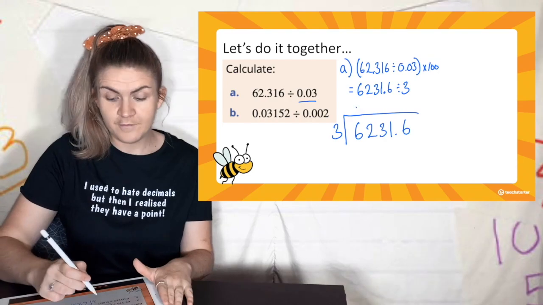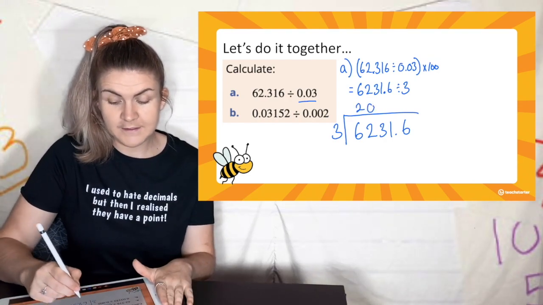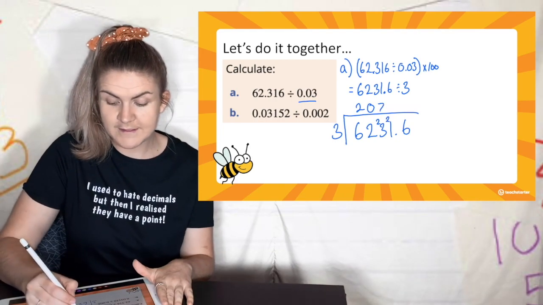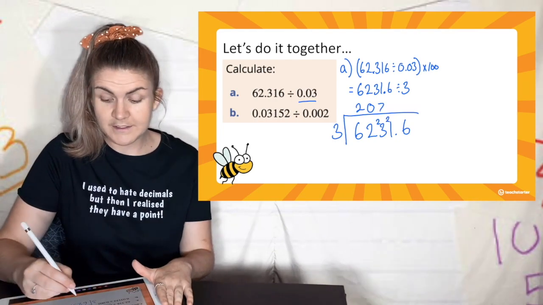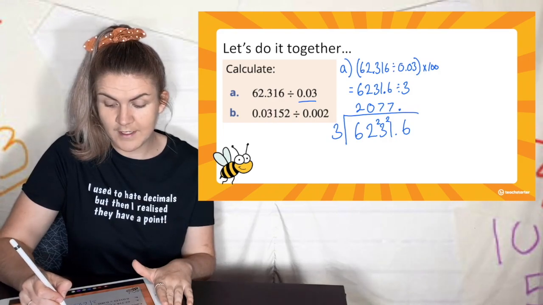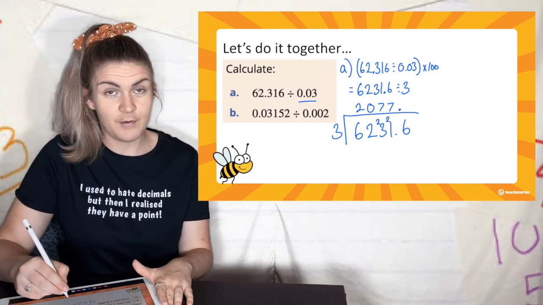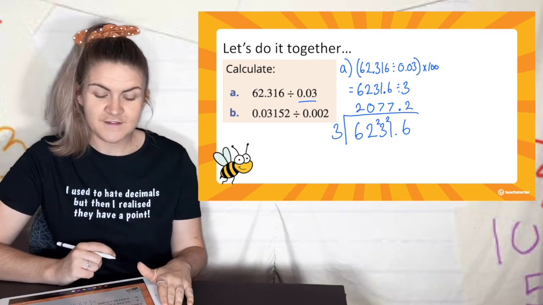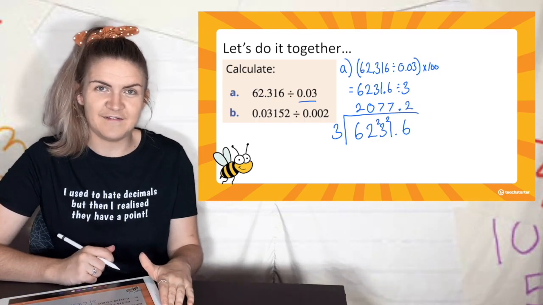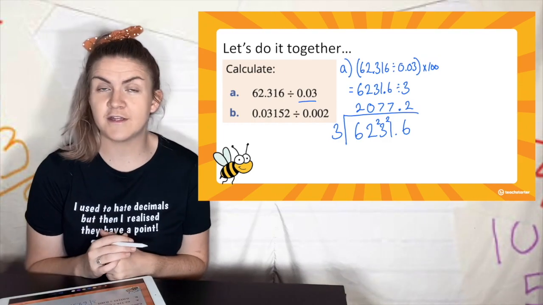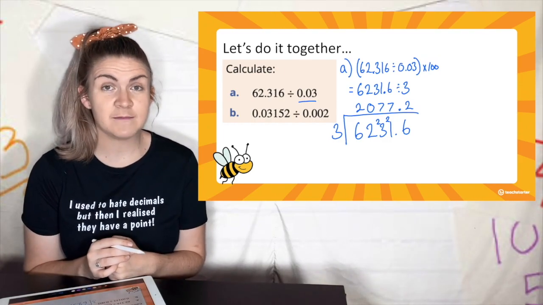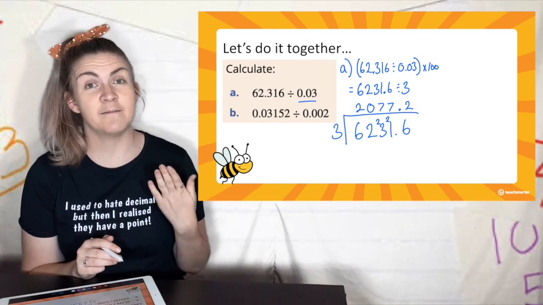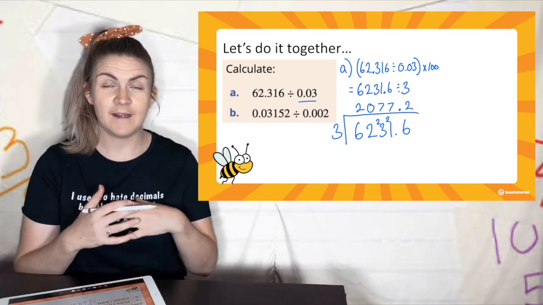Now that it's a whole number, I can draw my division bar and I can divide like normal. 3 into 6 goes 2. 3 into 2 goes 0 with 2 left over. 3 into 23 goes 7 with 2 left over. 3 into 21 goes 7, none left over. My decimal point is there, so I've put it in my answer. And 3 into 6 goes 2. So I've got 2,077.2. Notice that my answer is larger than my original question, and that's because I'm dividing by a decimal.